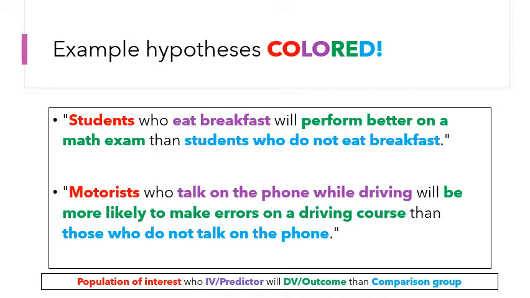Additionally, I have my outcome of interest, which is to perform better on a math exam than students who do not eat breakfast. The reason I colored these is because when you're writing your hypotheses later in this class, I want you to refer back to the slide, so that you can actually write a good hypothesis that has all these variables present.